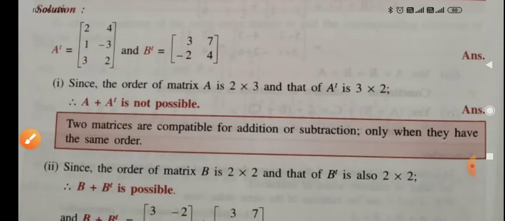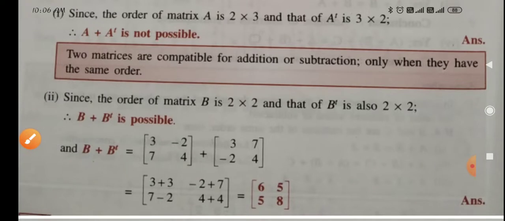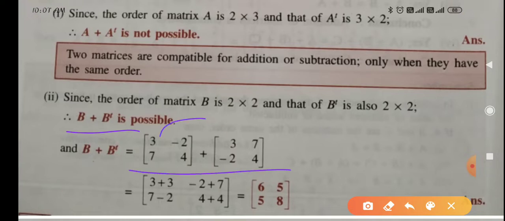In the same way, B plus B dash is possible. Why is it possible? Because B is a square matrix and its transpose is also a square matrix. So they can be added. Adding: 3 plus 3 is 6, minus 2 plus 7 is 5, 7 minus 2 is 5, 4 plus 4 is 8. So like this you can add.